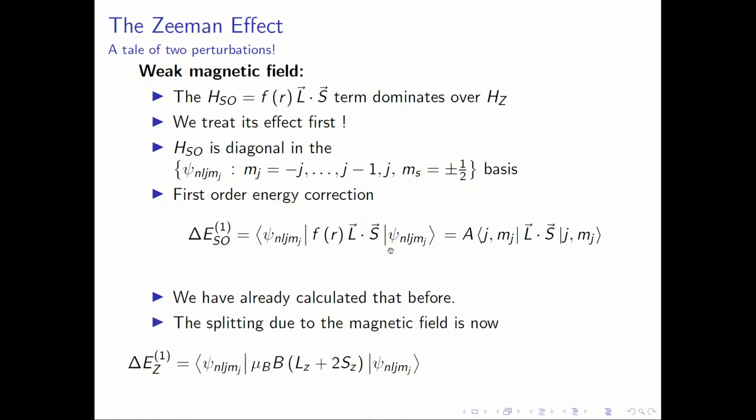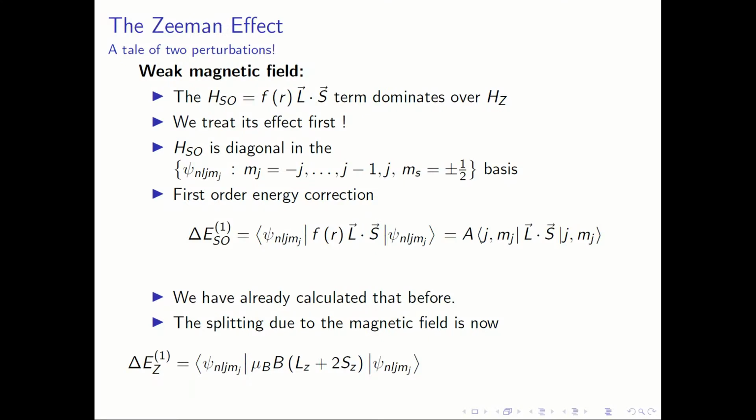So, the splitting due to the magnetic field, the Hz term, even though it is smaller than the splitting due to H_SO now, is still the really important thing here, because the physical phenomenon that we are investigating is what happens to spectral lines when you switch on the magnetic field.